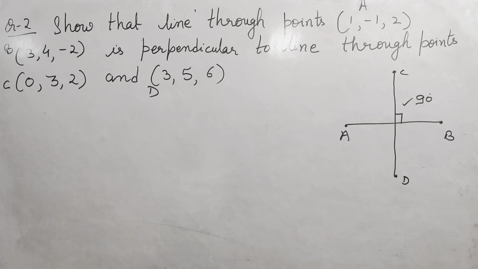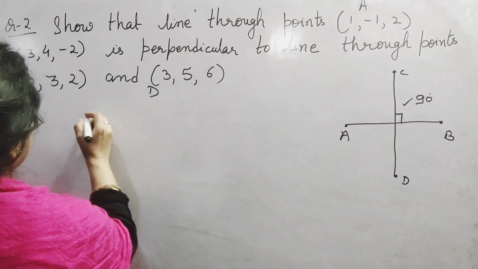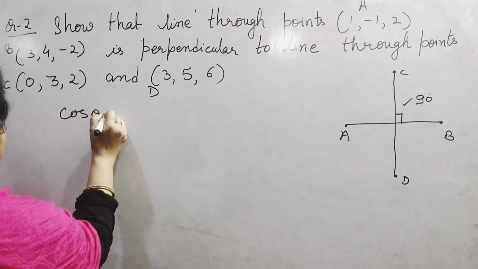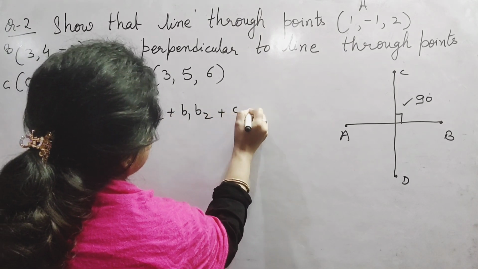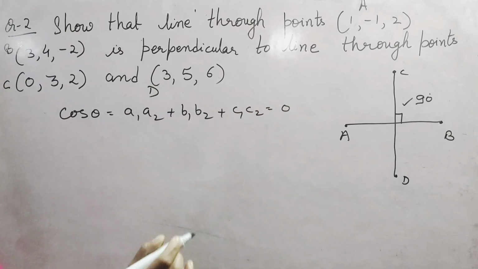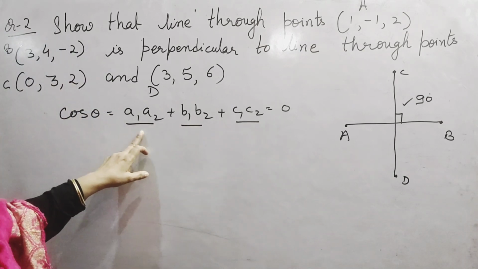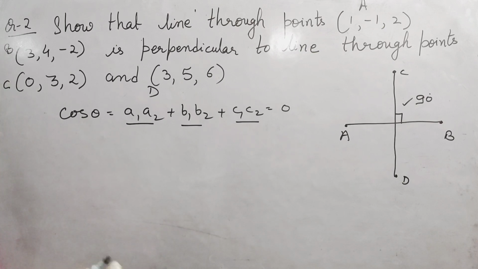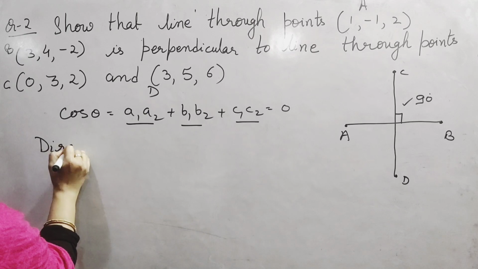Now what is the formula from which we can find out the angle between these 2 lines? We can find it using the formula cos theta is equal to a1 a2 plus b1 b2 plus c1 c2. If it is equal to 0, then these 2 lines are perpendicular to each other. Now how will we find out a1 a2, b1 b2 and c1 c2? Actually a1, b1, c1 and a2, b2, c2 are the direction cosines. Okay. Now how will we find the direction cosines?